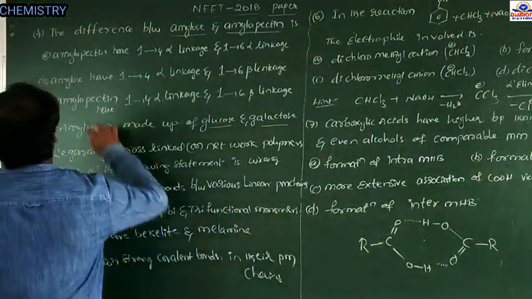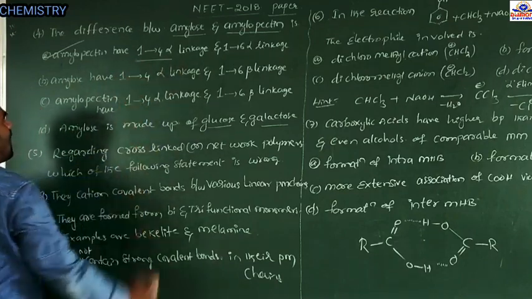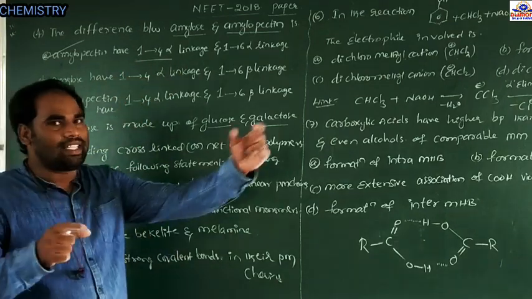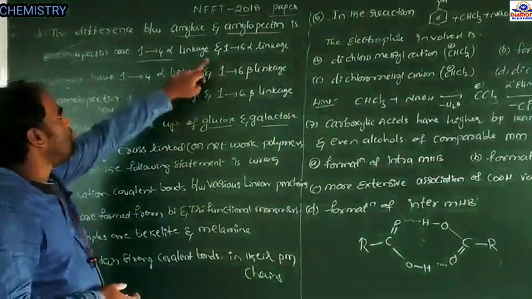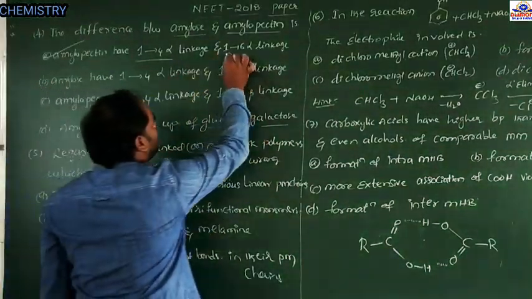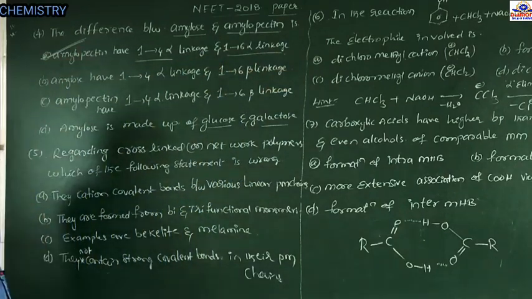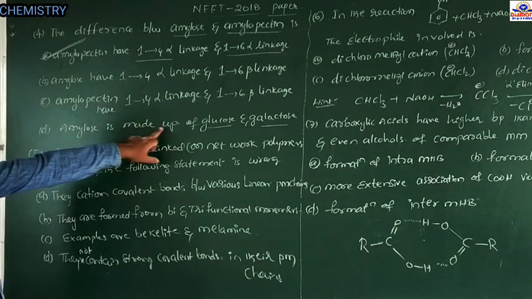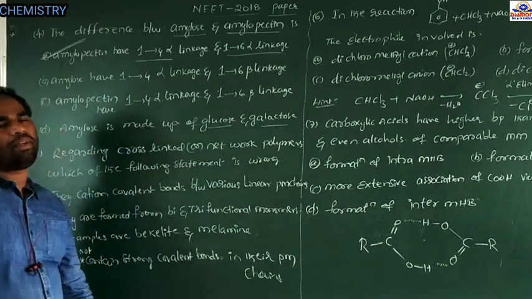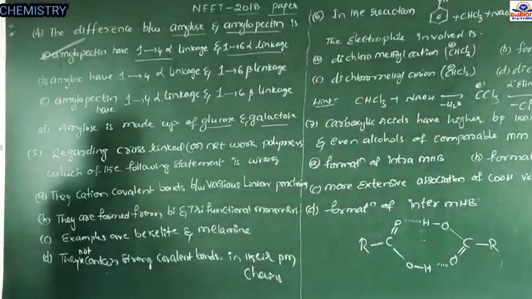So therefore, first, amylopectin has 1,4 alpha linkage. Amylopectin has linear chains and branches, right? In the linear part 1,4 alpha linkage, and in the branch 1,6 alpha linkage. So therefore, this is the answer about amylose and amylopectin. But amylose is made up of glucose and galactose, that is wrong because amylose is made from alpha D glucose units only.